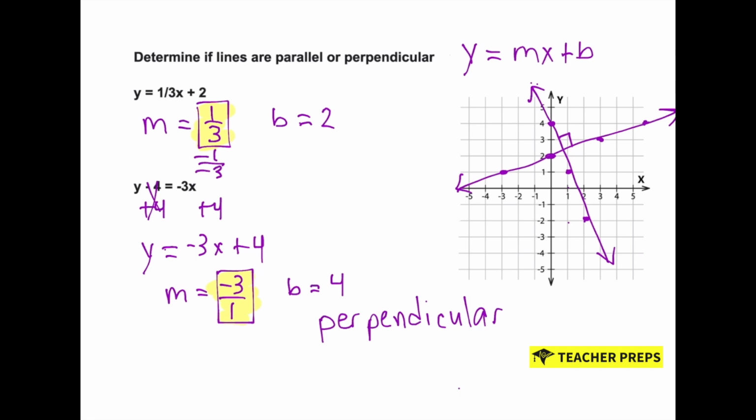However, you can also look at their slopes and their y-intercepts. If the slopes are the same and the y-intercepts are different, then you know the lines are parallel. But if the slopes are negative inverses of each other, then the lines are perpendicular.